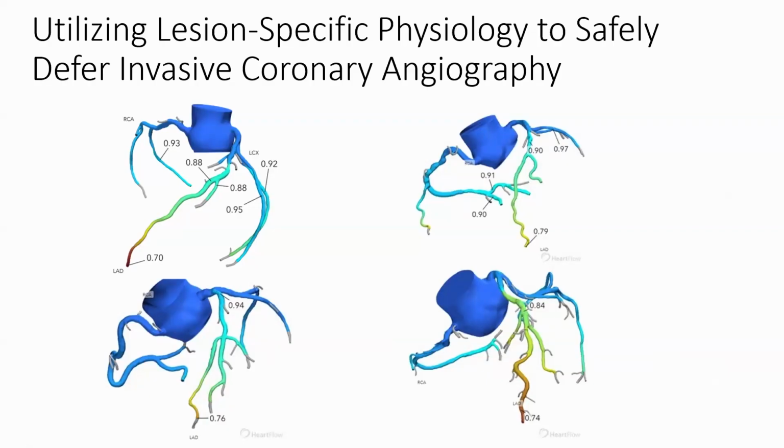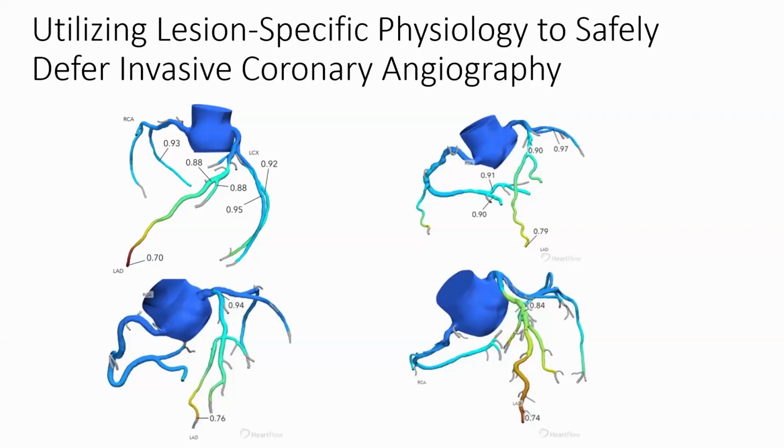So over 10 years, we've seen time and again how the addition of lesion-specific physiology to our quite robust and strong cardiac imaging program informs treatment decisions for our patients. Now, in each of these cases, you can see the crucial role of assessing the physiology throughout the entire length of the vessel to determine if a referral to cath or medical management will be most appropriate for the patient.